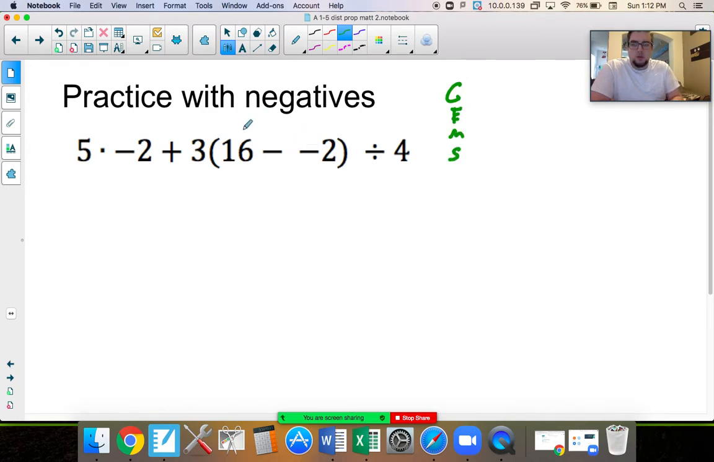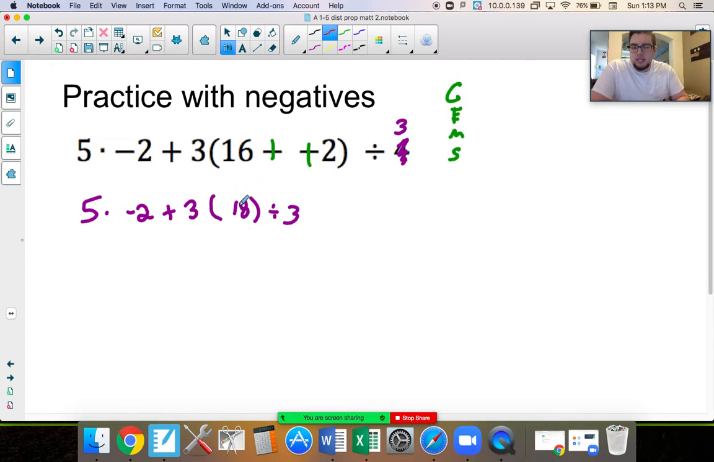So we start with our grouping symbols. So we have 16 minus a negative 2. So these two negative symbols next to each other can become positives. Everything else in the problem, I'm going to write down because I haven't used it yet. 16 plus 2 gives us 18. And I'm going to change this to a divide by 3 here. All right, we've gotten rid of our grouping symbols.